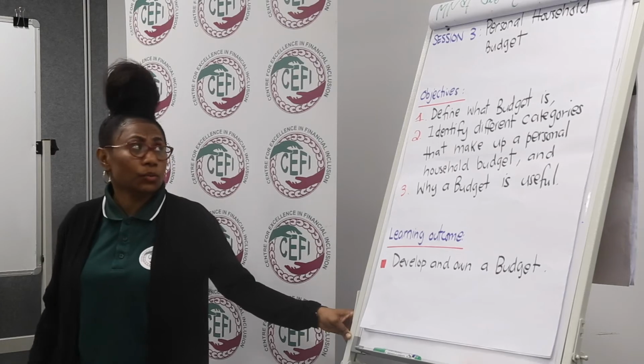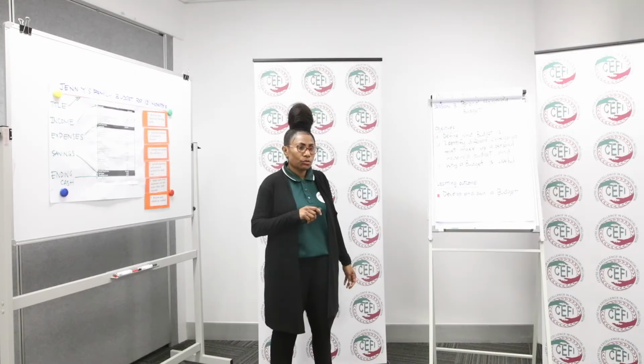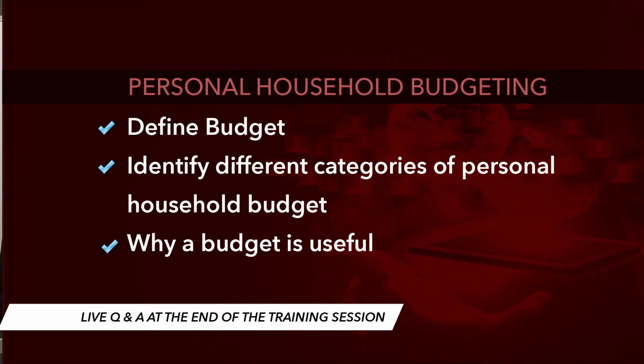So in this session, we will look at personal household budgeting. That means you will look at very simple, basic budgeting steps to manage your own finance. By the end of this session, you will be able to: one, define what a budget is; two, identify different categories that make up a personal household budget; and finally, state the reason why a budget is useful. So the learning outcome of this session is that you should be able to develop and own a personal budget for yourself.